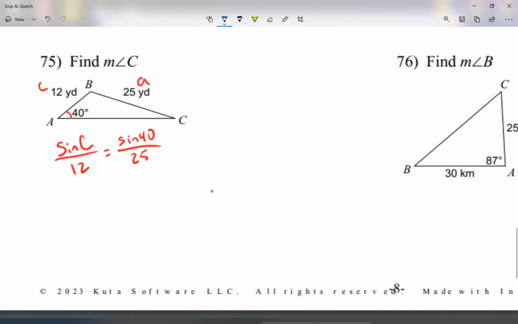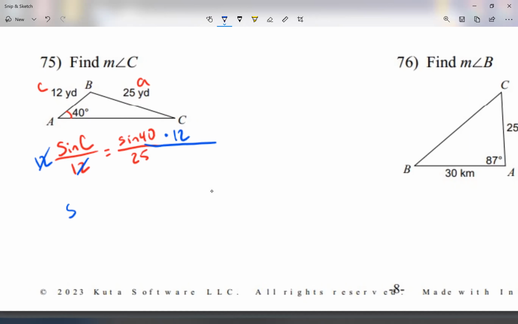Let me multiply both sides by 12. So let me extend this. In multiplication, I always put it on top. So I know these 12s are going to cancel out. So that's going to give me sine of C. So I'm just going to go sine of 40. Make sure you guys use your parentheses when you type this. Sine of 40 times 12 divided by 25. Okay, that's not bad. Let me grab my calculator.